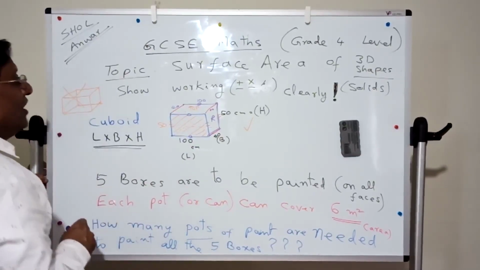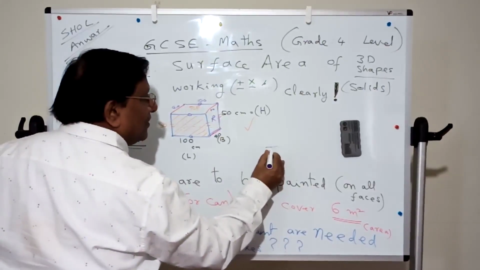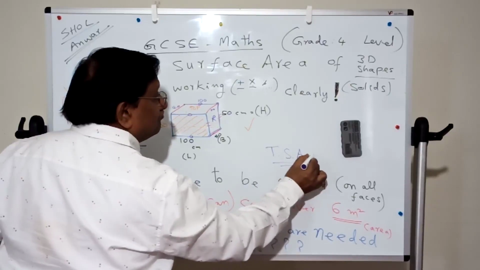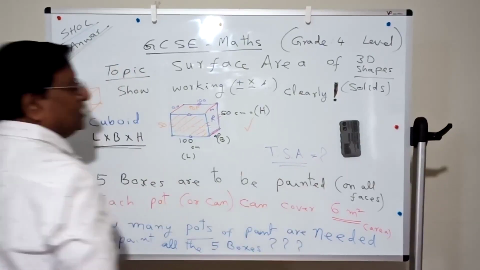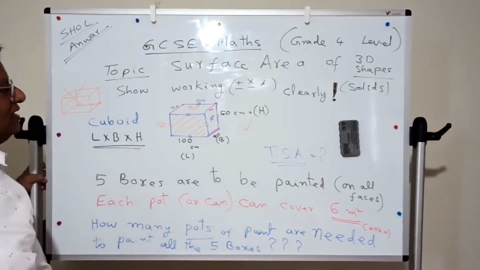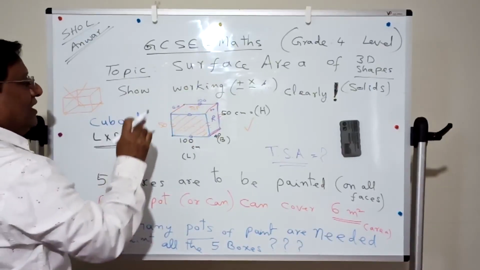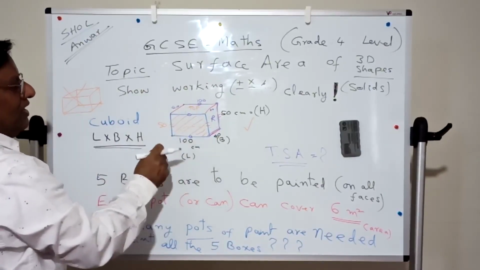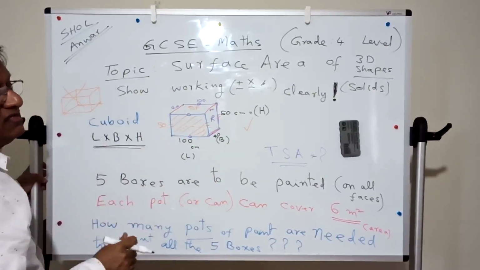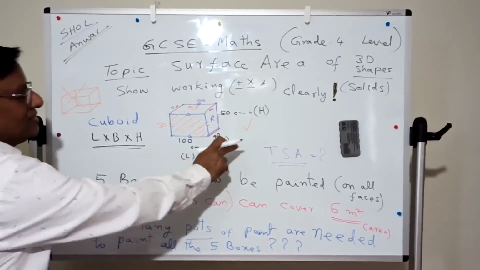So first of all, we have to get the total surface area, TSA, of the box. Each box means one box. So for one box, what is the total surface area? Total surface area means the area of the front, back, top, bottom, right side surface, and left side surface. So for 6 faces you have to get the areas and then add them. That is the total surface area.